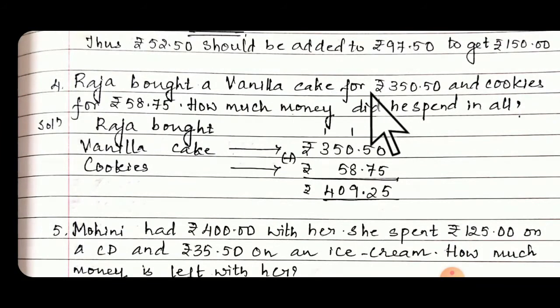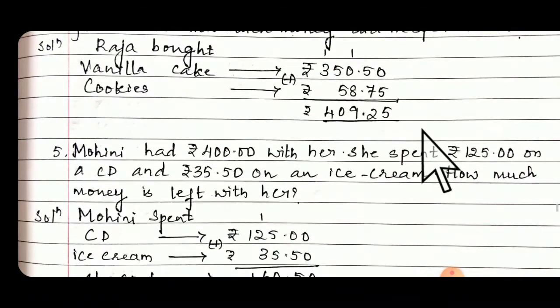Raja bought a vanilla cake for rupees 350 and 50 paise and cookies for rupees 58 and 75 paise. How much money did he spend in all? That means he has purchased two things. So how much money he has spent in all means total. Raja bought, what he bought? Vanilla cake 350 rupees, cookies 58 rupees. Add it up. He is going to spend 409 rupees 25 paise.